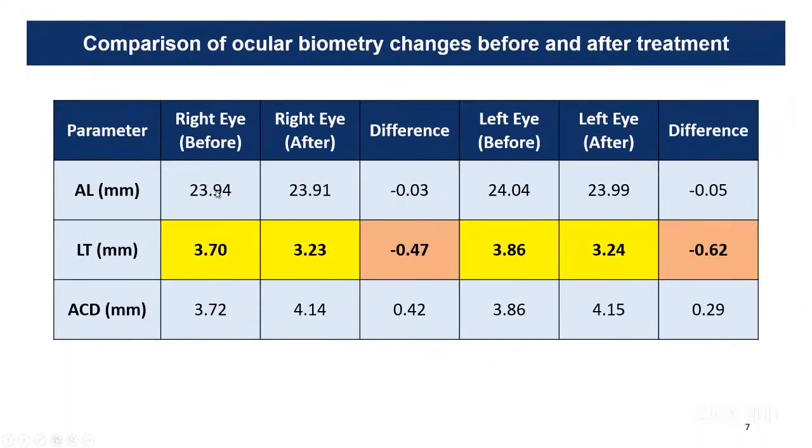There were no changes in the axial length; it remained within the normal limit. But the lens thickness before and after treatment showed a significant difference. In the right eye, there was a difference of 0.47 mm and in the left eye 0.62 mm. A significant difference was noted.